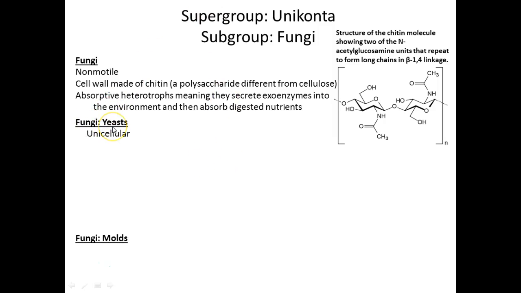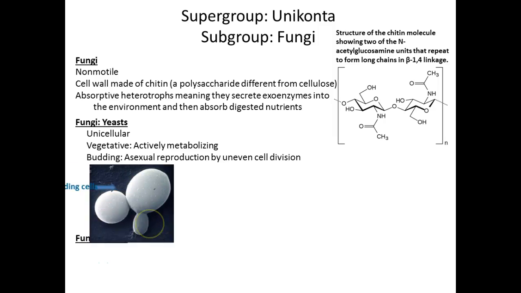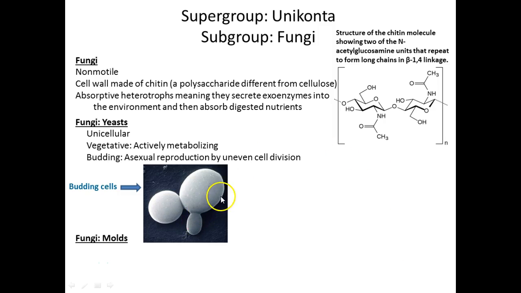Unicellular fungi, collectively known as yeast, they have a vegetative, actively metabolizing form, and then they bud. Little buds come off. This is how they asexually reproduce, and it's called budding because they literally look like a smaller bud coming off of it. And so this is uneven cellular division that happens. This is mitosis. So here's a really good picture of that. So here's a cell with a smaller bud coming off of it, right? And this is probably an earlier bud. It's a little bit larger.